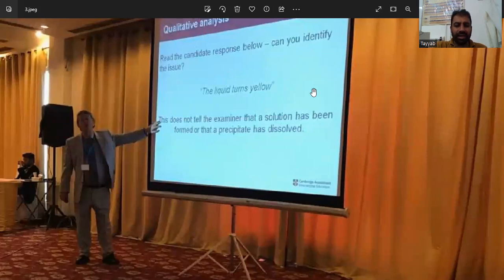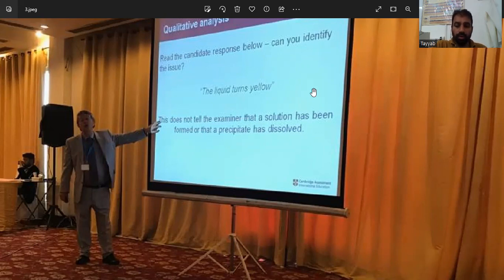This does not tell the examiner that a solution has been formed or that a precipitate has dissolved. What is formed during this? What turns yellow? That is, the solution turns yellow, or a precipitate is formed which has a yellow color. If a precipitate is formed, then a very suitable answer is a yellow precipitate is formed. This is very obvious. When we say precipitate, it means a solid has settled down in the solution.